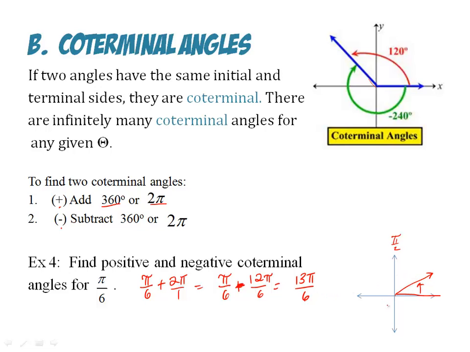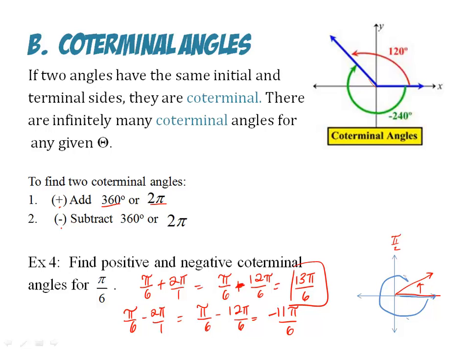So in the positive direction, I would just go all the way around one full circle and come back, and that's the same angle. To find the negative, I would subtract 2 pi, same common denominator, minus 12 pi over 6 this time, gives me a negative 11 pi over 6. So if I go in the opposite direction, let me go this way, that is a negative 11 pi over 6. Alright, so it's the same angle, has the same initial and terminal side, it just depends on the direction. So there's my two answers, a positive and a negative coterminal angle.